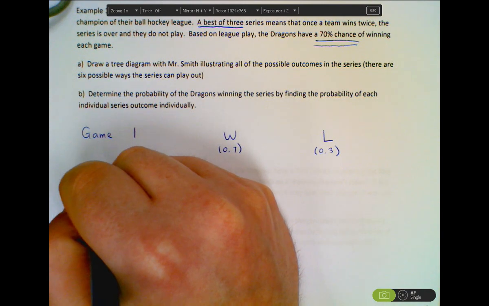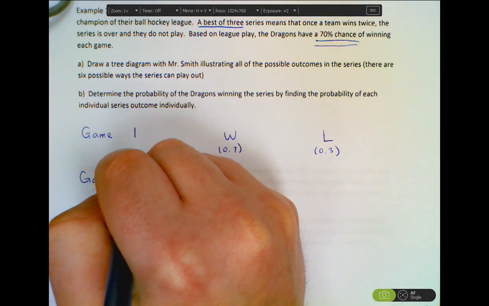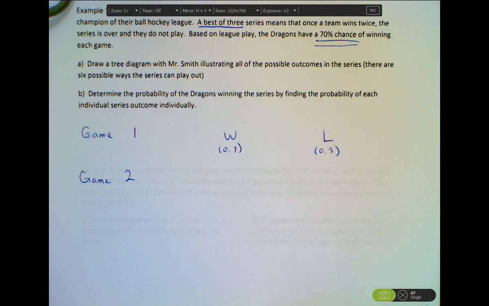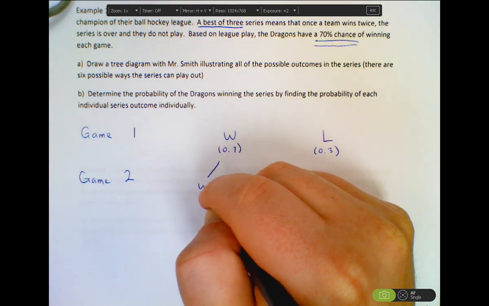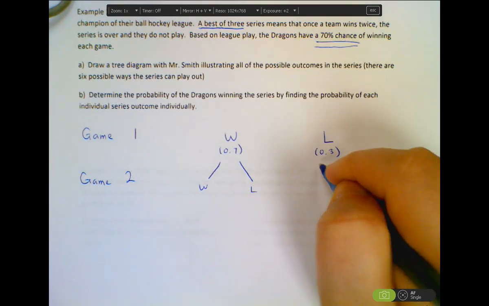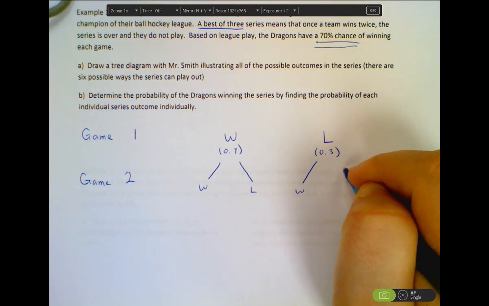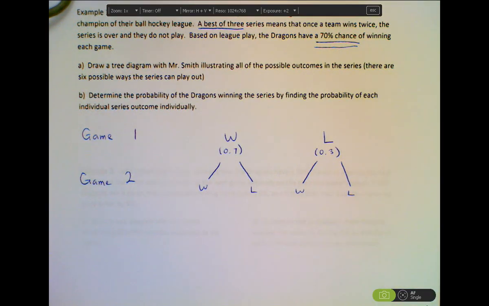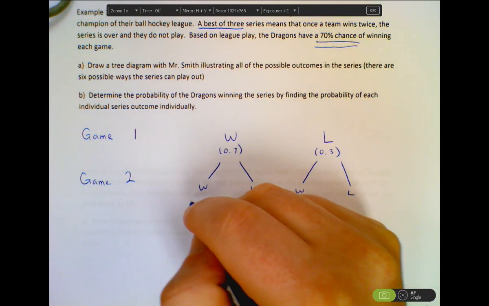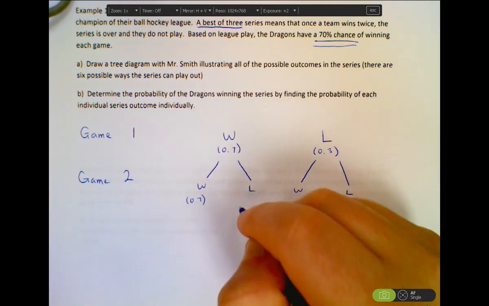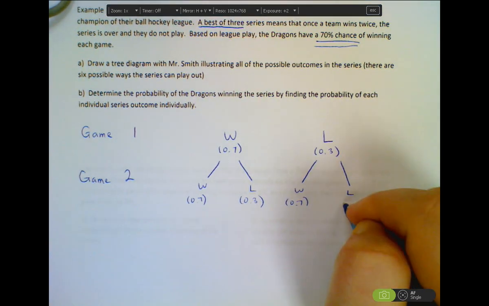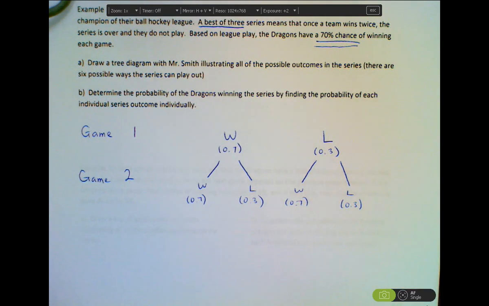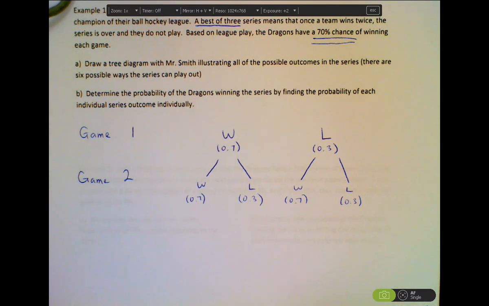For game two, we branch out. There's no way to win a best of three series in one game. So for game two, there could be a win or a loss, and a win or a loss. This shows all the ways that two games can be played. Let's put those probabilities there: 0.7, 0.3, 0.7, and 0.3. If you need to, pause the video to play catch up. Do what you need to do.